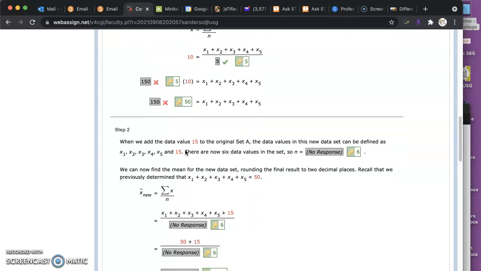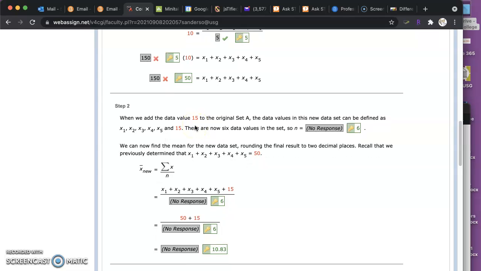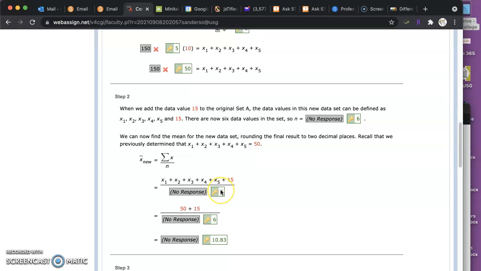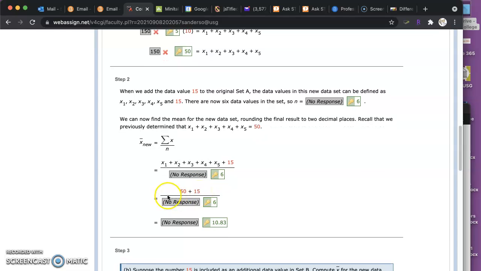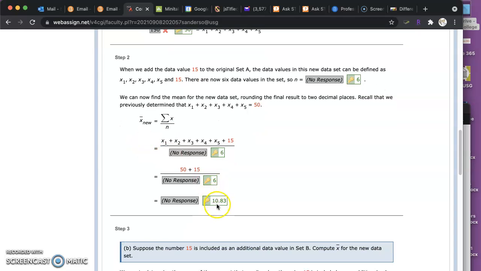In step 2, they want us to take what we already have, they all total 50, and add another 15 to that original data set. And now we're dividing by 6 numbers. So remember, we got 50 plus our additional number of 15, and we have to divide that by 6 to get our new mean, which is 10.83.